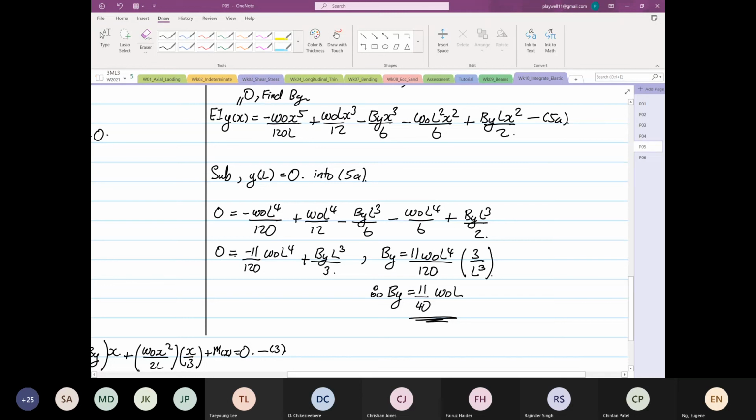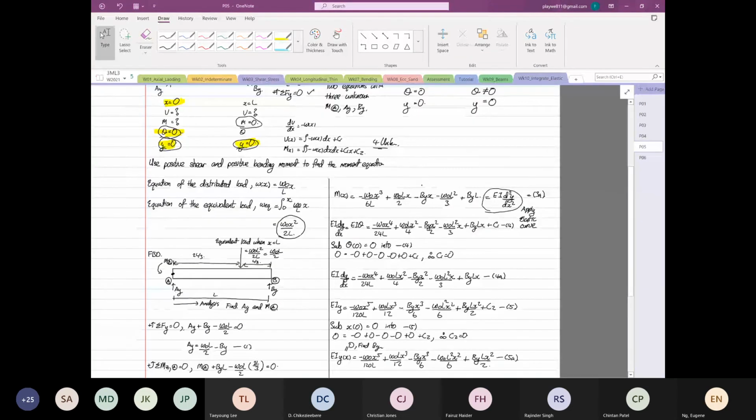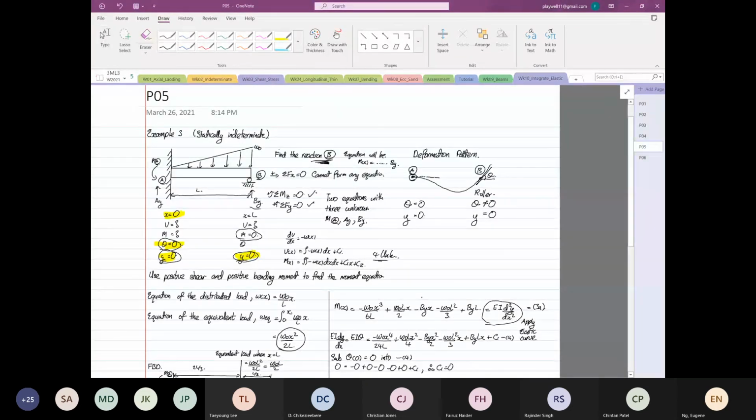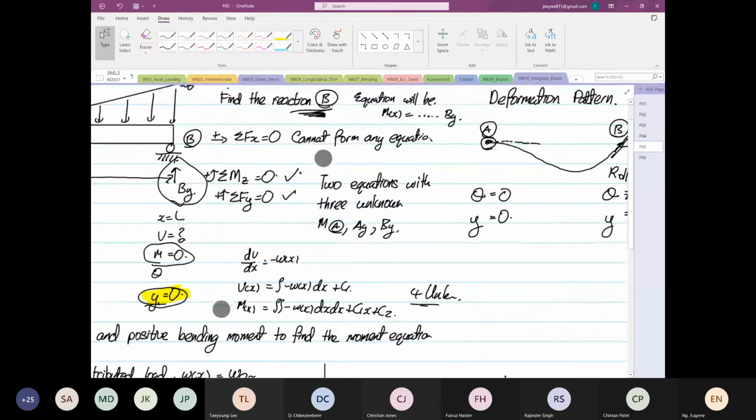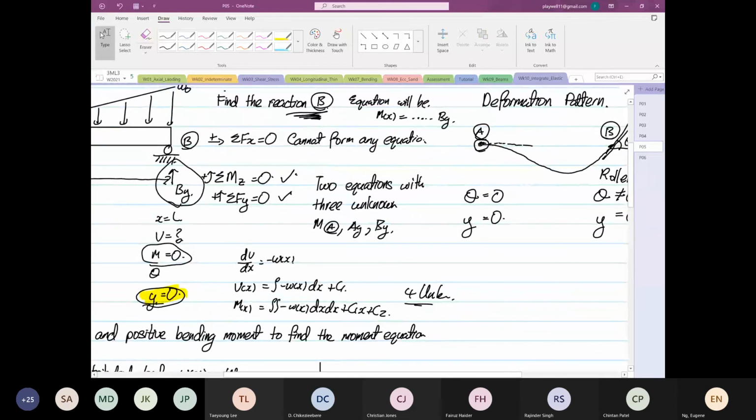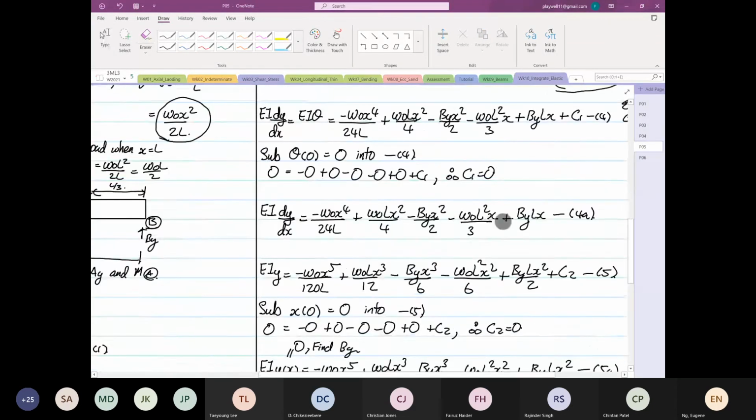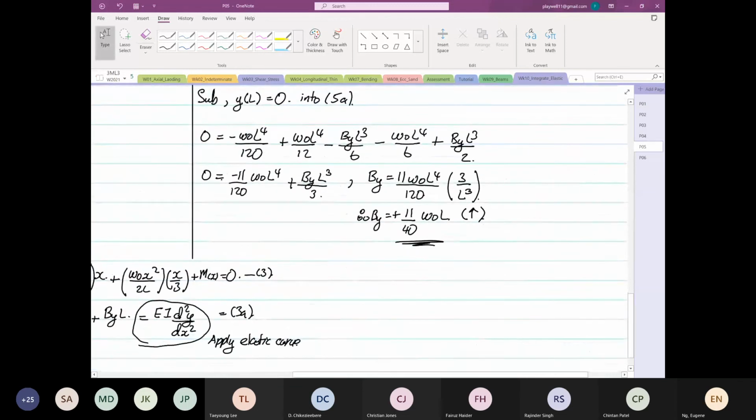So this method, and this is positive, and positive is correct. Okay, so how to check whether you are wrong, right or wrong? If it's positive, it means it's going up. The direction means something. So if you look at our problem, By is indeed going upwards.